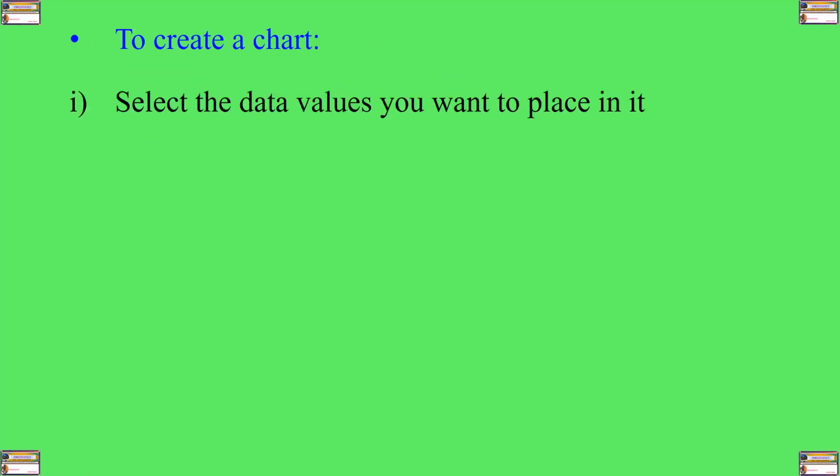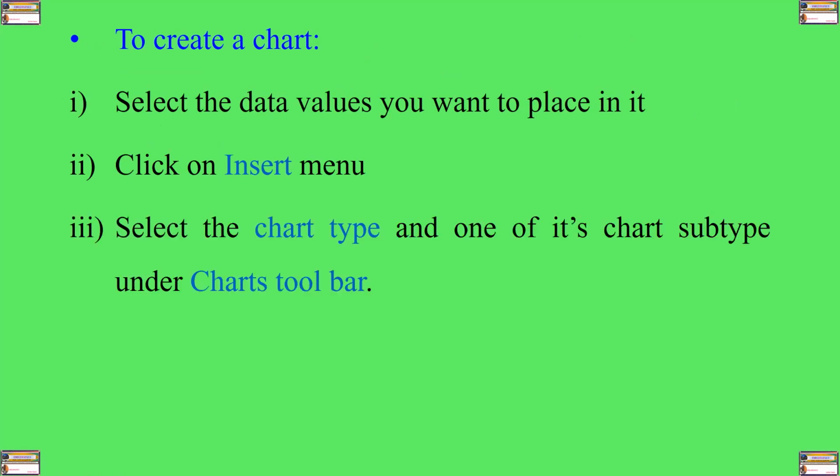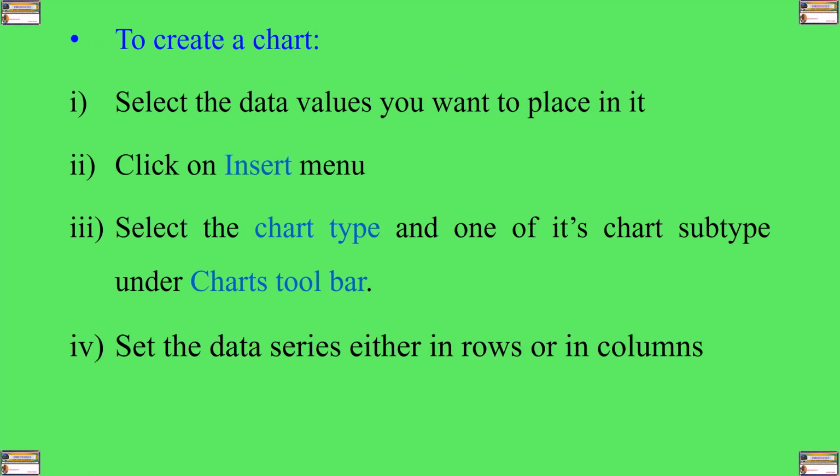How do you create a chart? To create a chart, first select the data values you want to place in it. Number 2, click on Insert menu. Number 3, select the chart type and one of its chart subtype and the chart toolbar. Number 4, set the data series either in rows or in columns.